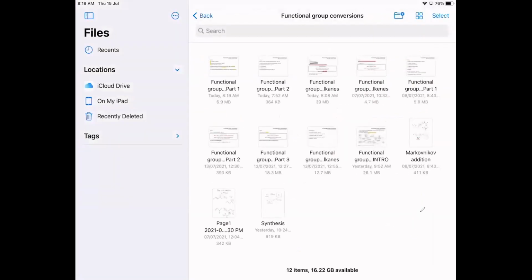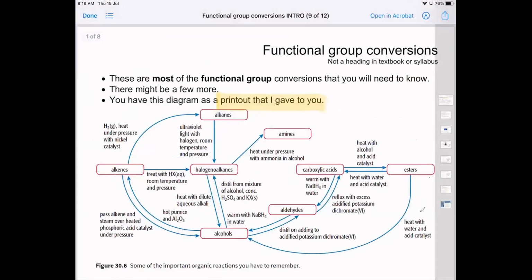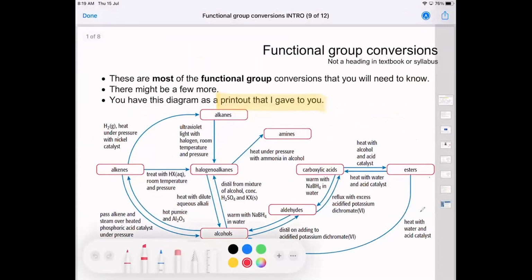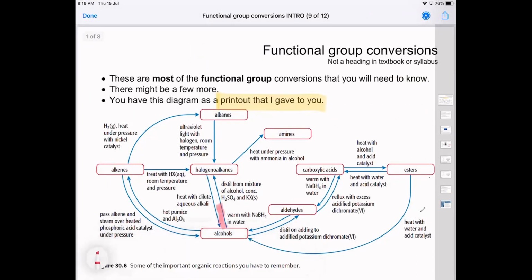in your functional group conversions, if you go to your mind map over here, this conversion is on this over here. We might have talked about it or seen it yesterday. It's alcohols to halogenoalkanes. It's this path over here, and it's distilled from a mixture of alcohol, concentrated sulfuric acid, and the potassium or the sodium salt.